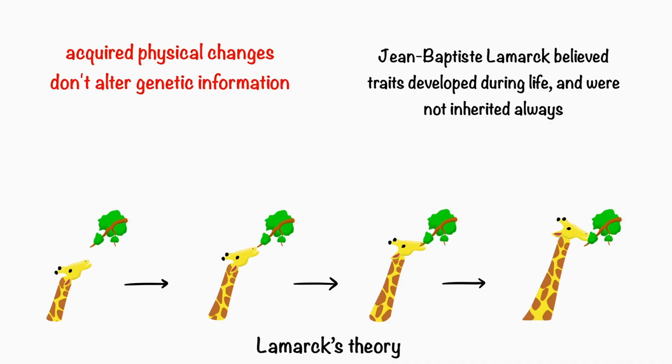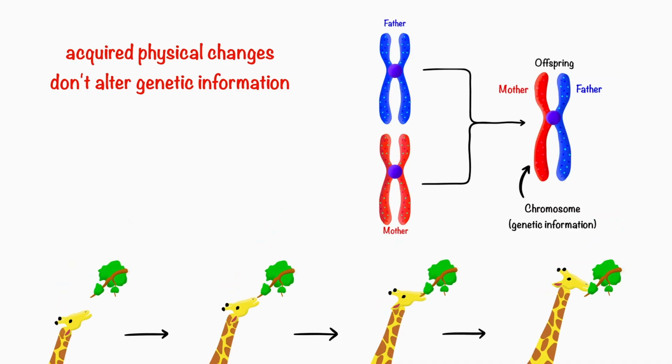However, experiments consistently disproved Lamarckian inheritance. We now know that acquired physical changes don't alter genetic information. If you lose a finger in an accident, your children aren't born with missing fingers. The discovery of genetics validated Darwin's theory by explaining inheritance mechanisms.